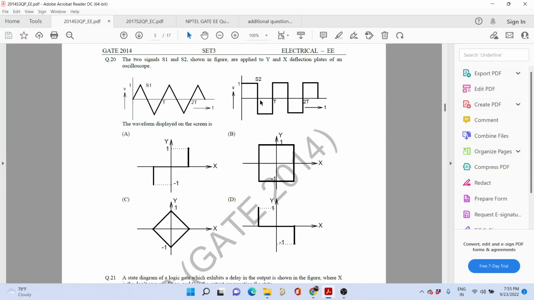See, look at the period t/2, from 0 to t/2. So S2 is +1, and when S2 is +1, what happens to signal S1? It is moving from 0 to 1 and 1 to 0. So when S2 is +1, Y is moving from 0 to 1 and again from 1 to 0. What happens when S2 is -1? When it is -1, what happens to S1? S1 is moving from 0 to -1 and then again back to 0.